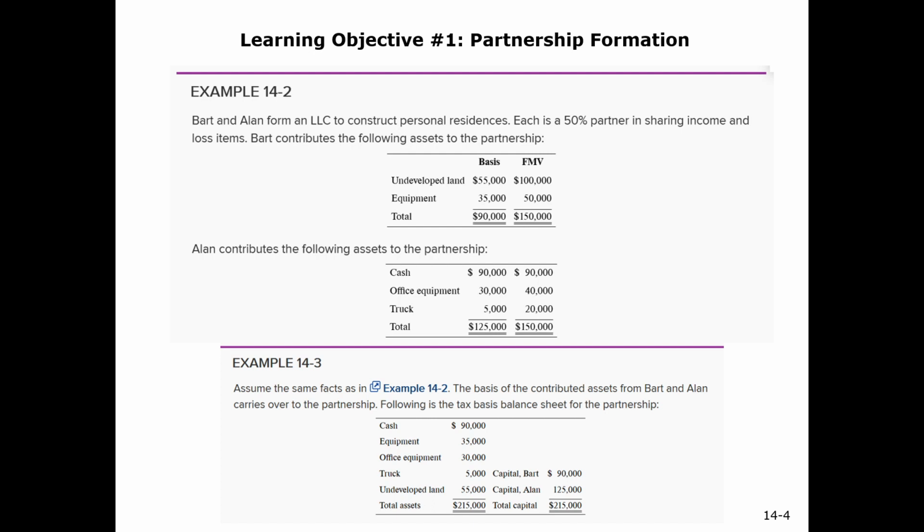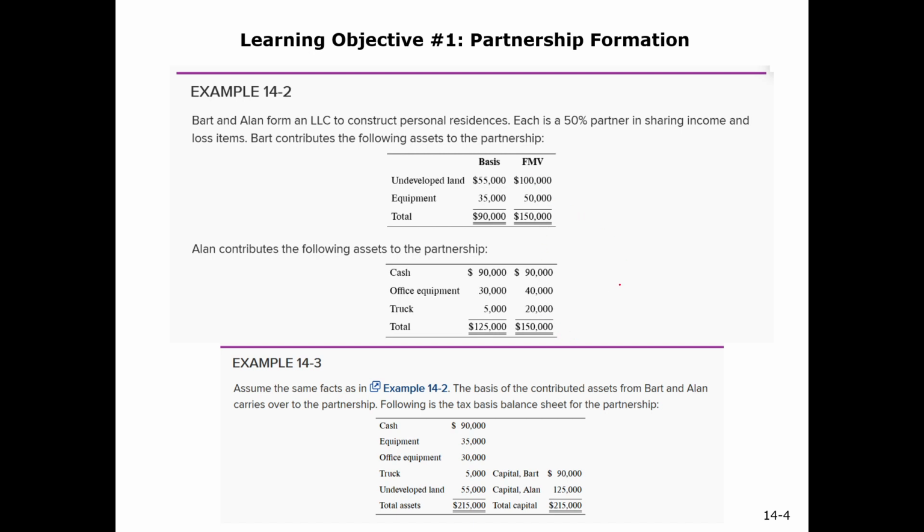Just to remember, recall our instruction for chapter 7 when we were looking at assets. That's what we mean by adjusted basis. For financial reporting purposes, at the partnership level, we would use the fair market value to record assets. But for tax purposes, we use the basis. So this is the tax basis, and the fair market value will be what would be reported for financial reporting purposes.